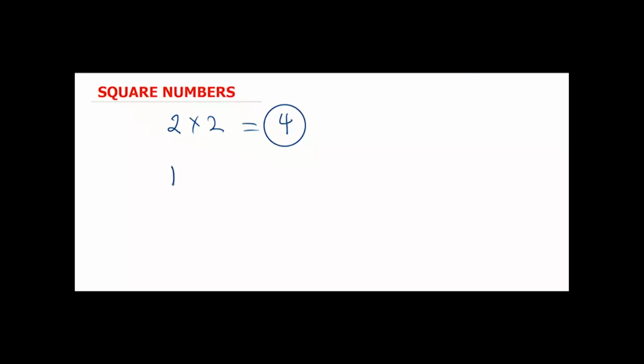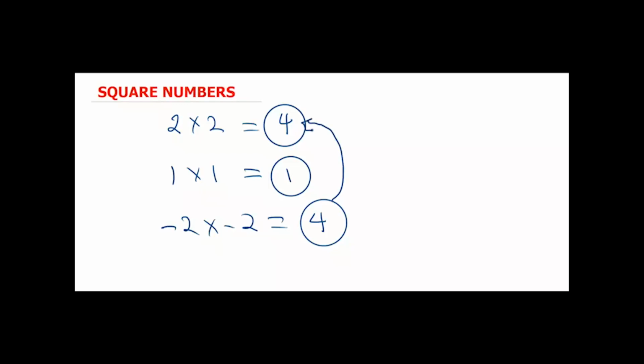Okay? 1 by 1, the result is 1. That means 1 is a square number. Okay? If you say -2 times -2, you still have 4. That means 4 is a square number as it was established here. You can take 7 times 7, you have 49. So that means 49 is a square number.